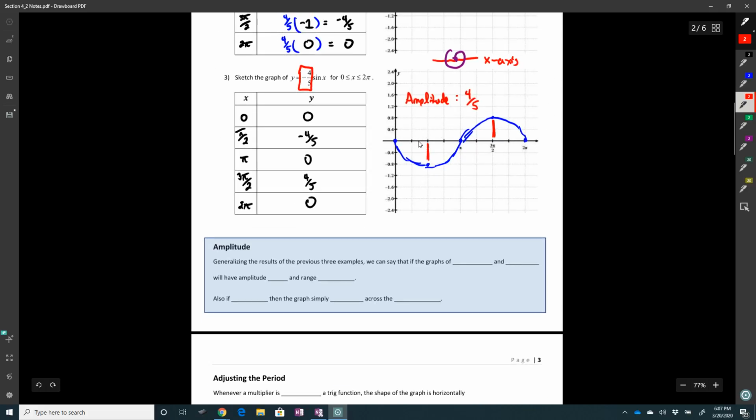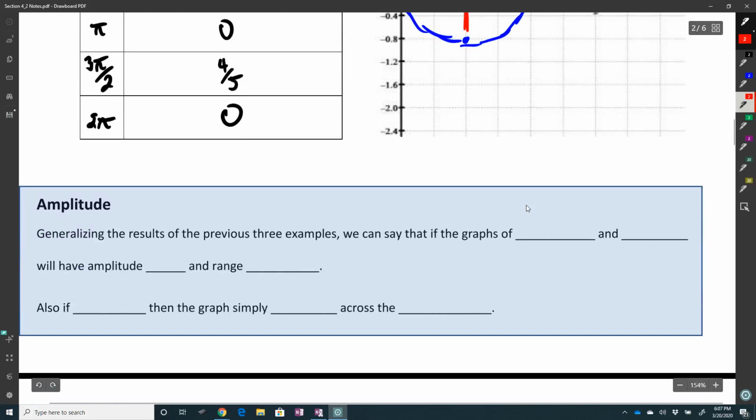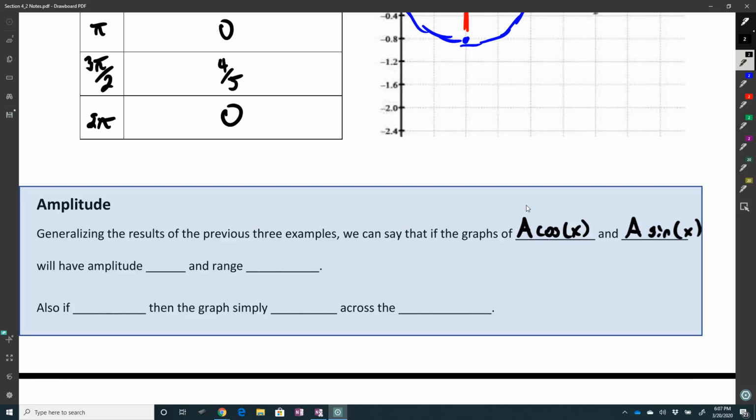Generalizing the results in the previous 3 examples, we can say that if the graphs of A cosine x and A sine x, okay, we'll have amplitude of absolute value of A. And if you notice, the range on these is just from the peak to the valley, or from the valley to the peak. And so the range will be bracket, negative absolute value of A, comma, absolute value of A.